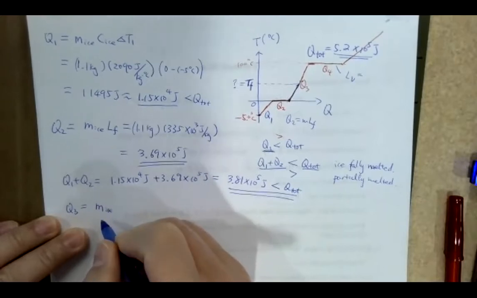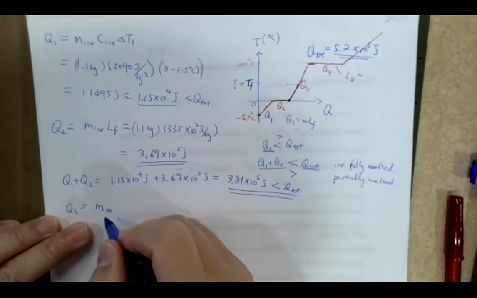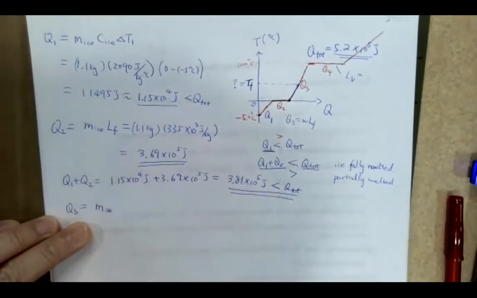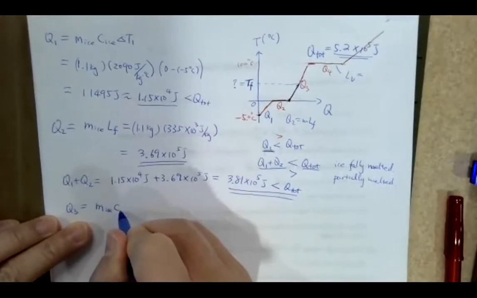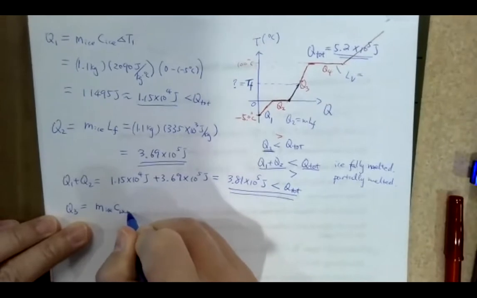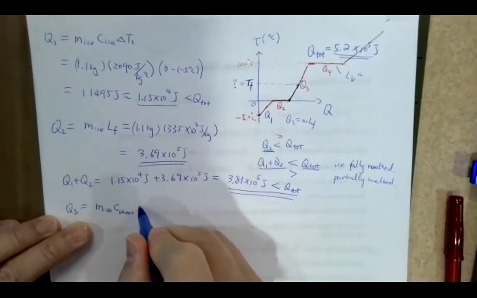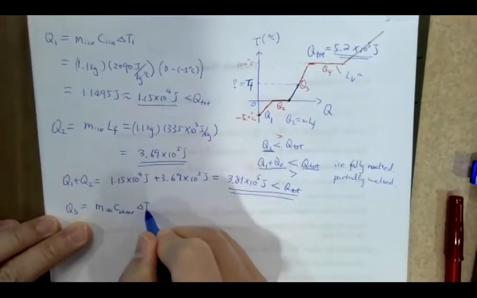Again, it should be the mass of the ice. Now it becomes water, so that mass stays the same. When there's a phase transition, the mass doesn't change. But the specific heat capacity, you want to change it to water because now it's water, fully melted, times delta T.